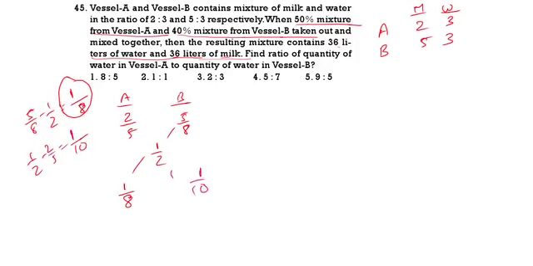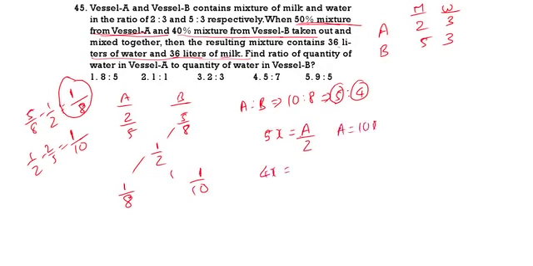So what is A is to B? 1 by 8 to 1 by 10. So A is to B is 10 is to 8, or else 5 is to 4. So A will be 5 parts, B will be 4 parts. Now 50% of the mixture is taken from A. So 5x is equal to 50% of the mixture taken from A, so A is equal to 10x. And 4x is equal to 40% of the mixture taken from B, so B is also equal to 10x.